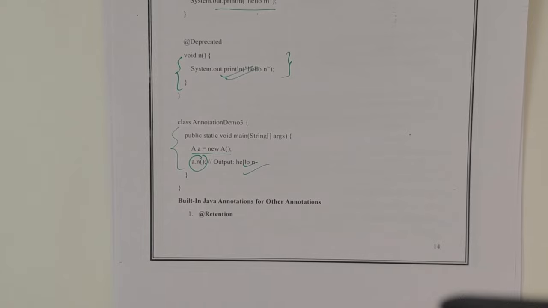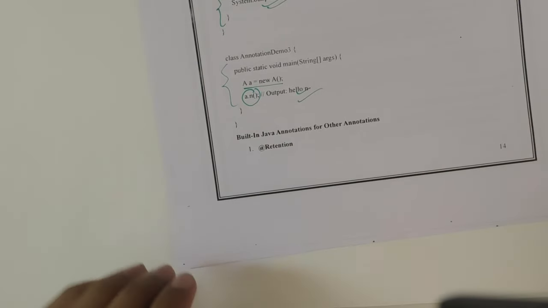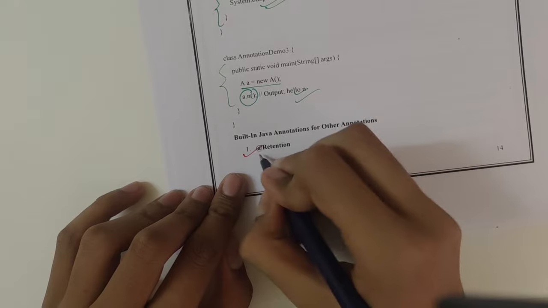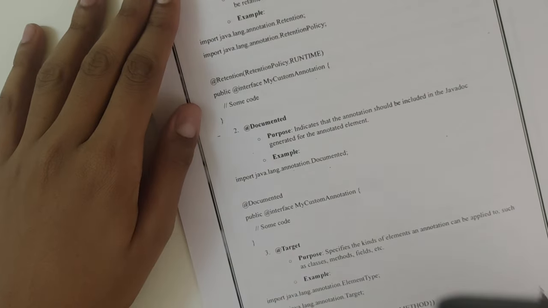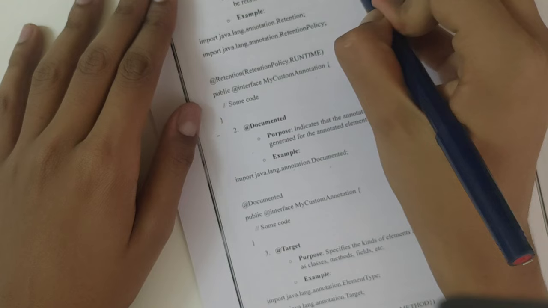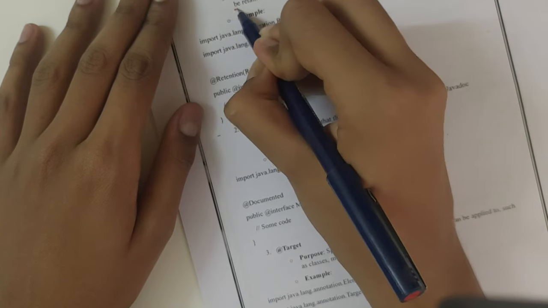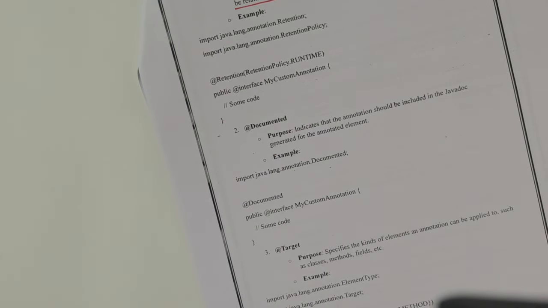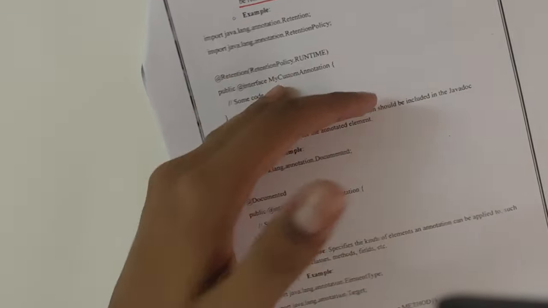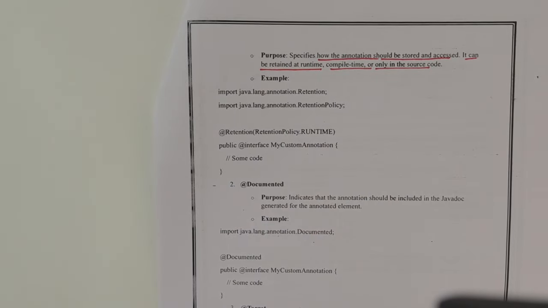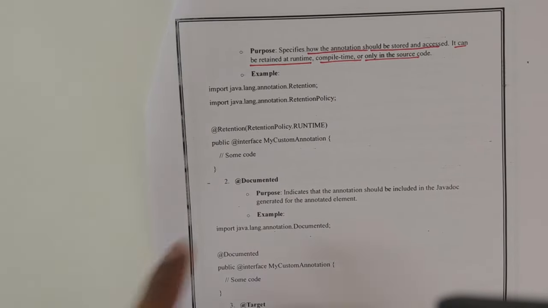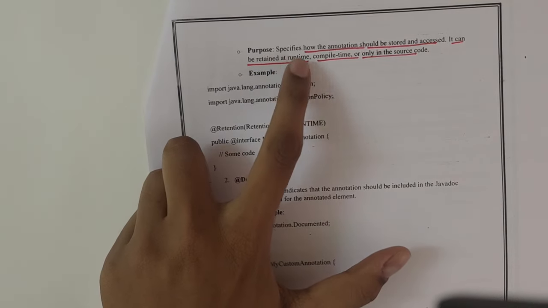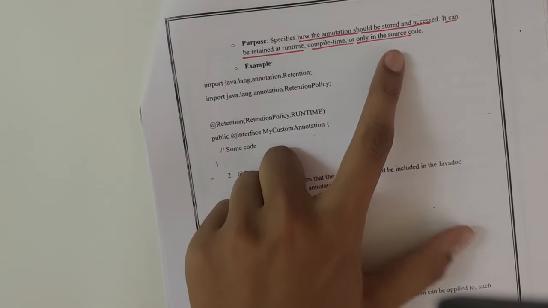Okay, so let's start meta-annotations. First we have something known as Retention. What is this Retention? Let's see. Retention specifies how the annotation should be stored and accessed. It can be retained at runtime, compile time, or only in the source code. So Retention basically defines how long your annotations are retained and how they can be used.